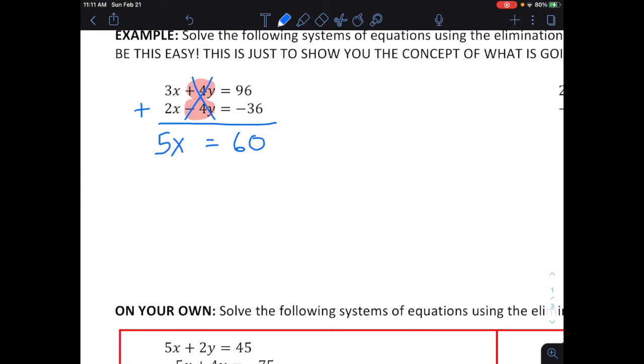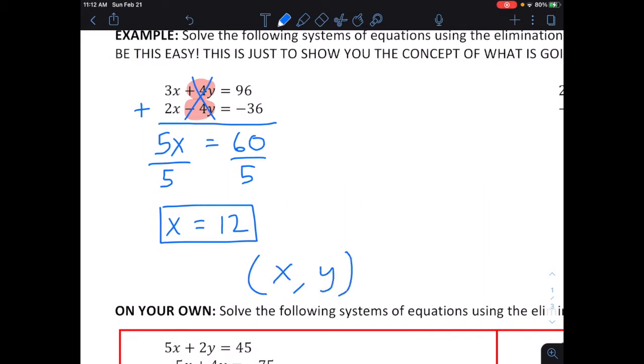So you can see that by having opposites and by adding the two equations together, we were able to eliminate the y. That's why it's called elimination. And we're left with an equation now that we can solve with just one step. I just have to divide by 5. And so I end up with x is 12. So that's halfway to the point where we want to be, because we want to have x, y for our answer.